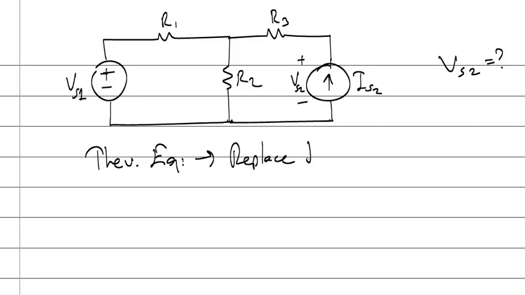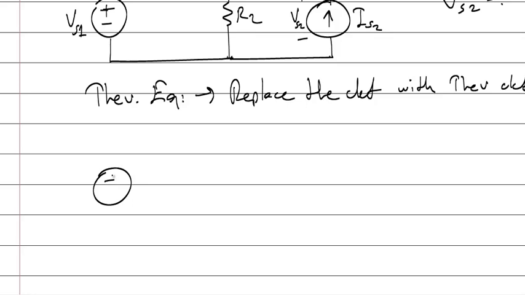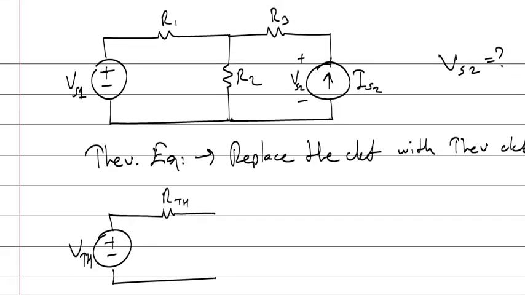replace the circuit with a Thevenin equivalent, with a Thevenin circuit. What do I mean? A Thevenin circuit is a voltage source and a resistor. Okay, this is called a Thevenin circuit. So I want to find this value, this voltage. It's the voltage between points A and B.